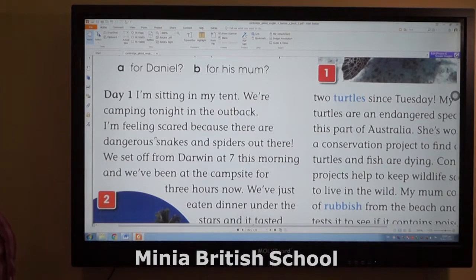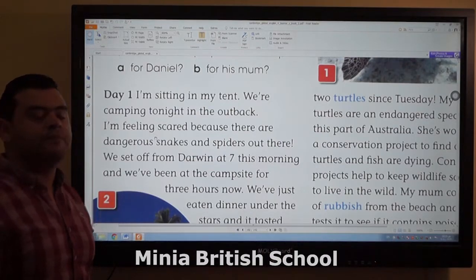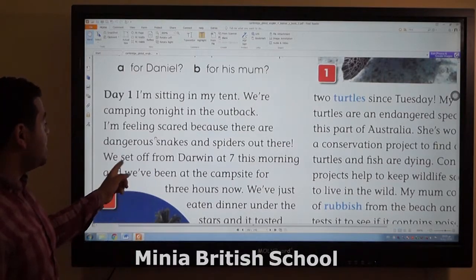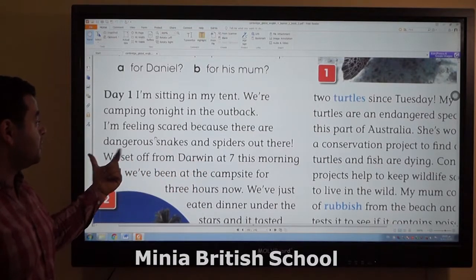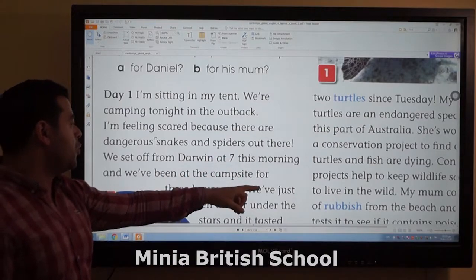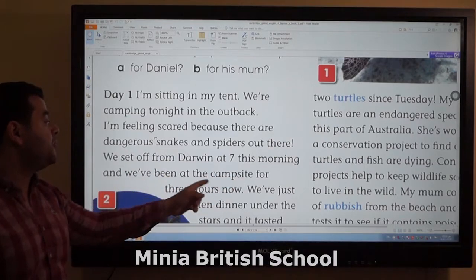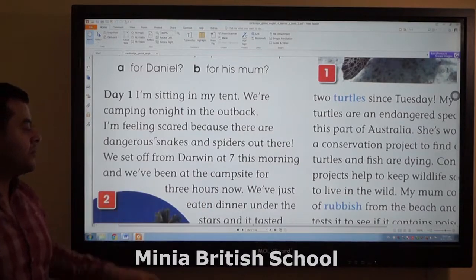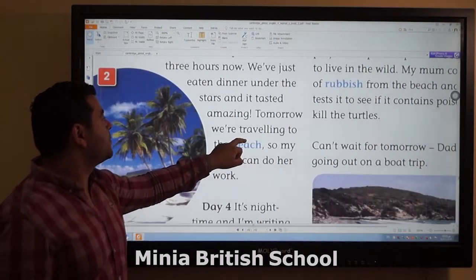We set off. Highlight this word: set off. Set off means to start something. So we set off from Darwin. Darwin is a city in Australia. So they started from Darwin at 7 this morning, and we've been at the campsite for 3 hours now. We've just eaten dinner under the stars.